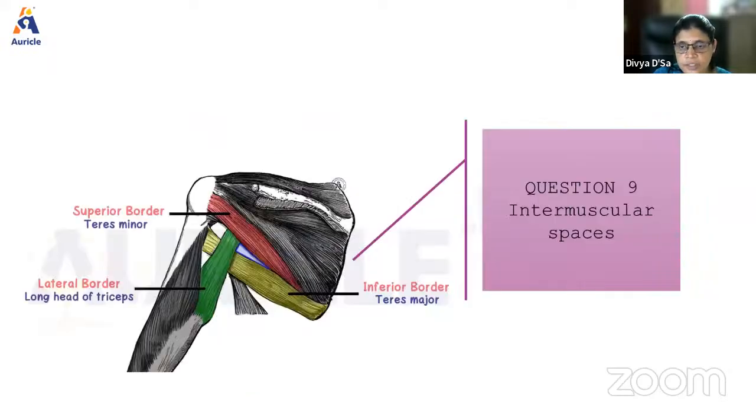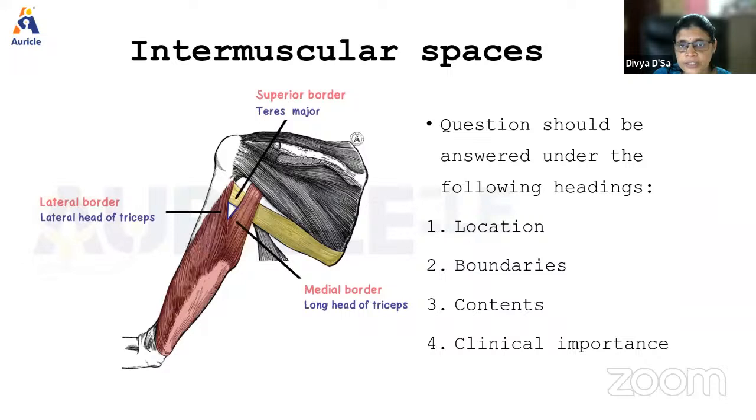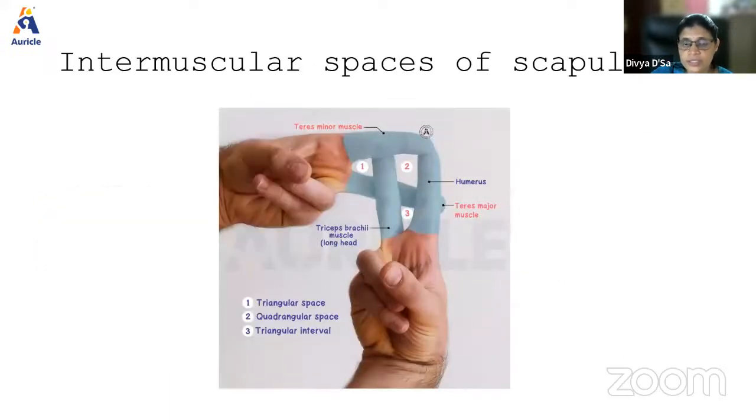Next is intermuscular spaces, also known as scapular intermuscular spaces. Here the muscles originating from the scapula get inserted onto the humerus. During their course of origin and insertion, they enclose certain spaces, and that is known as the intermuscular spaces. This is the easier way to see it.